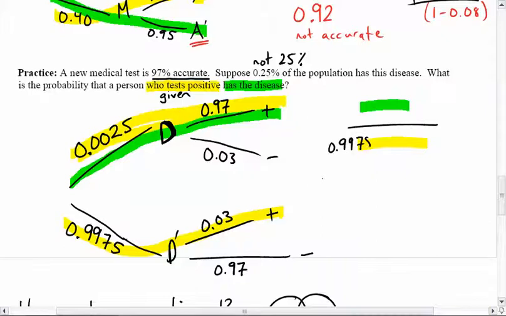So there's actually quite a large percentage of people that test positive even though they're not sick. That happened to my dad when he was giving blood. He tested positive for AIDS. He wasn't allowed to give blood again, even though he didn't have AIDS. Sometimes the test goes wrong.